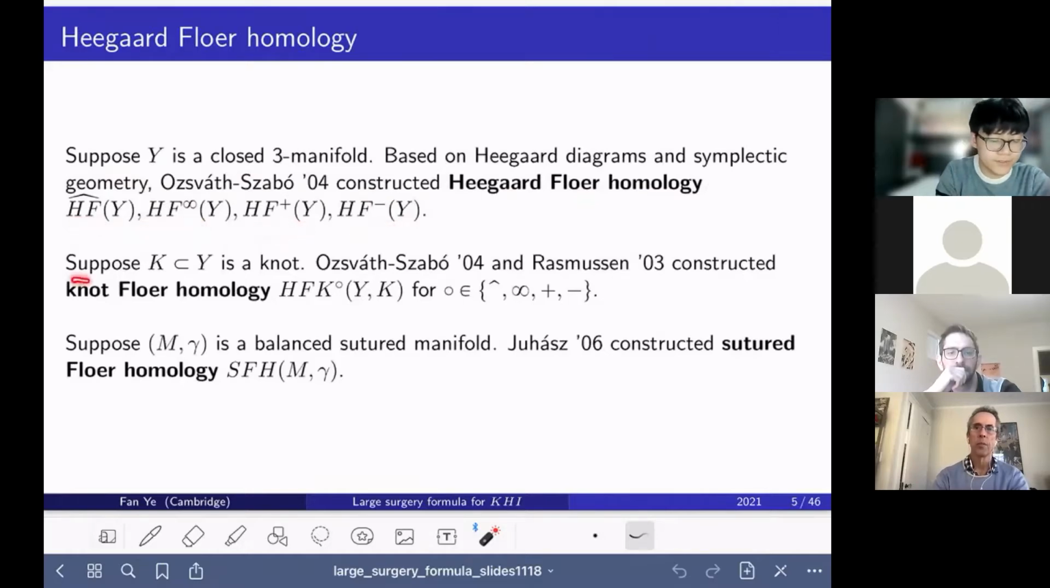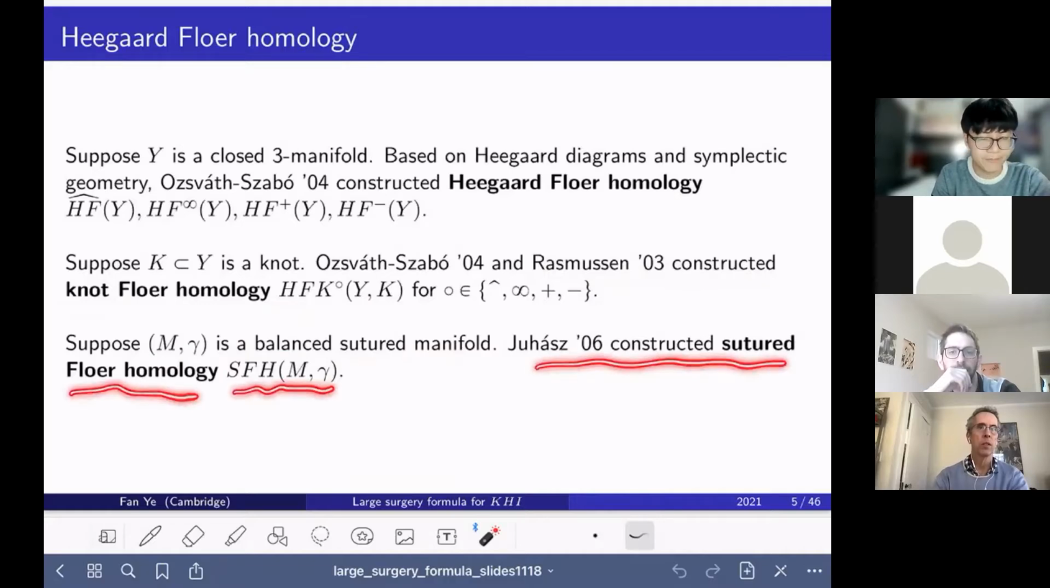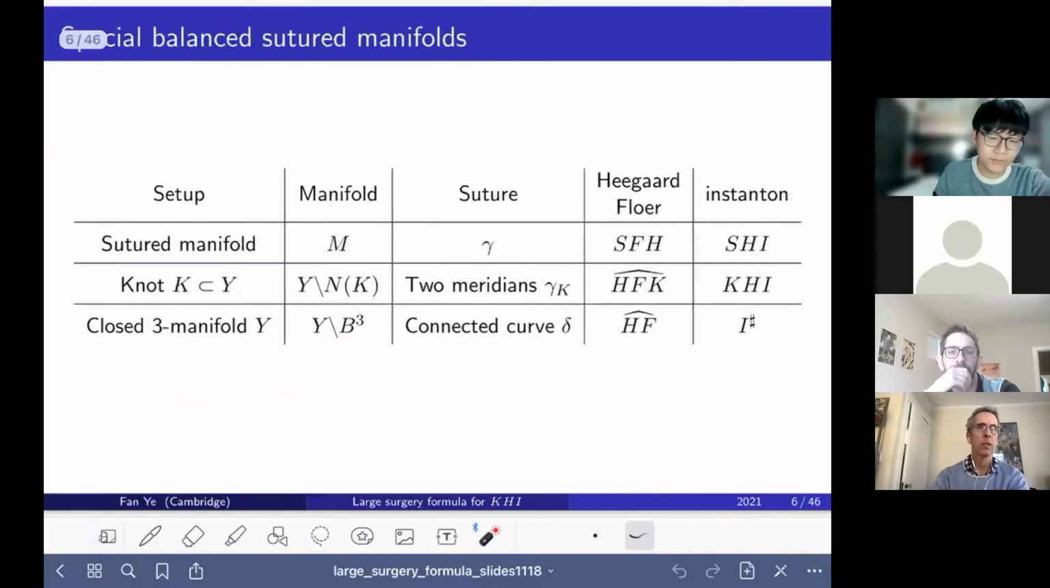And for a knot in a closed 3-manifold Y, Ozsvath and Szabo, and independently Rasmussen, constructed knot Floer homology HFK, and there are also 4 versions of them. And for balanced sutured manifolds, Juhasz has constructed sutured Floer homology SFH of M gamma. So there are many notations. So maybe let me sum them up in a table.